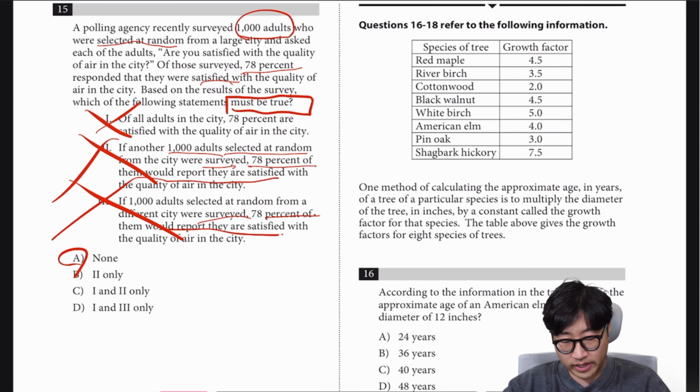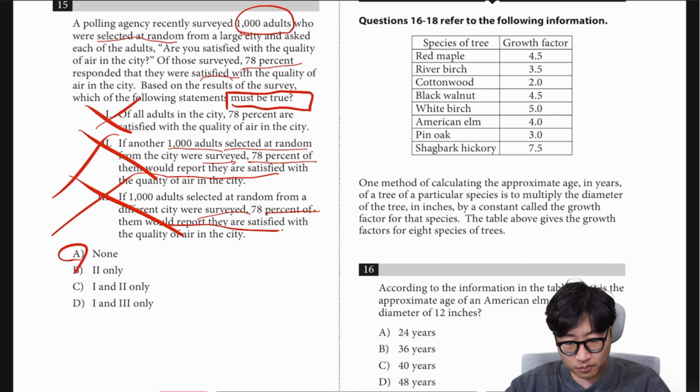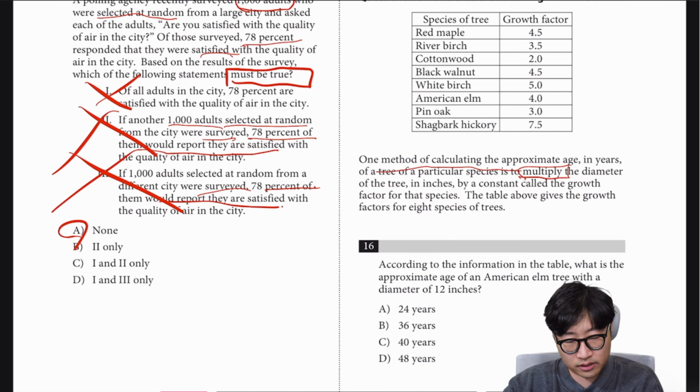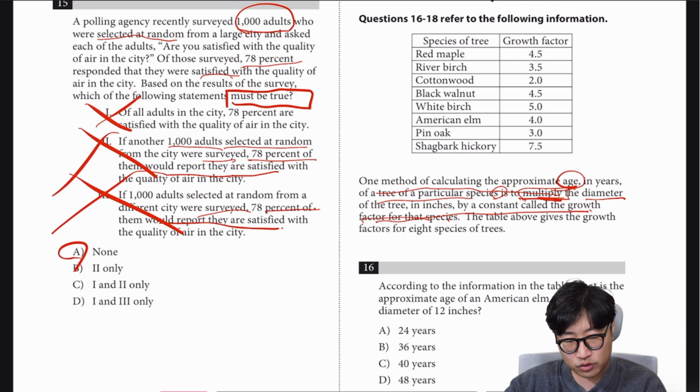All right, so 16 through 18 have to do with this table. I'm too lazy to read all this, but it does say something about multiplying, so let me just read that part. One method of calculating the approximate age of a tree is to multiply the diameter by a constant called the growth factor. Okay, hold on, let me just write that. Age is equal to diameter times the growth factor.